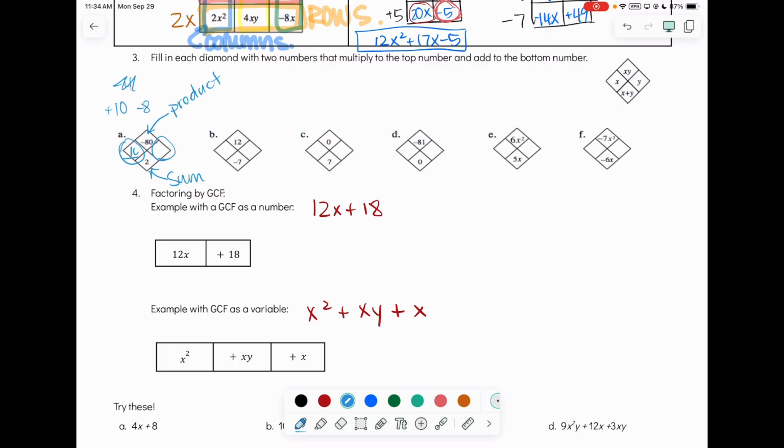So if I do 10 times -8, do I get -80? If I do 10 plus -8, do I get +2? So my pieces that I need are 10 and -8. Two numbers that multiply to get 12 and add to get -7.